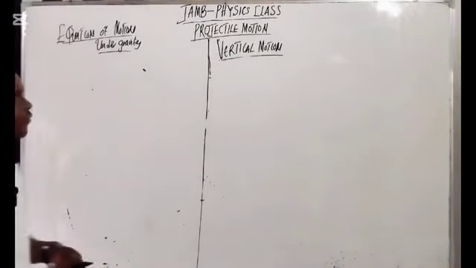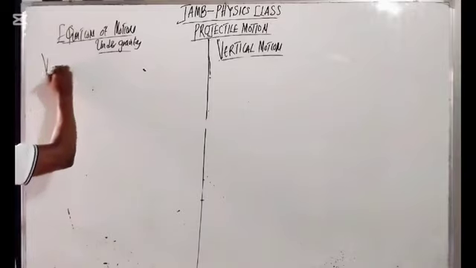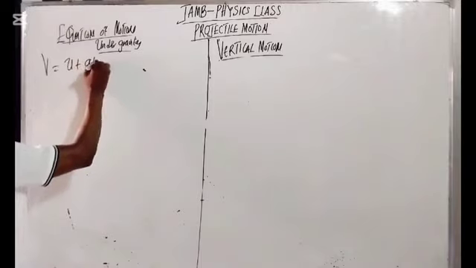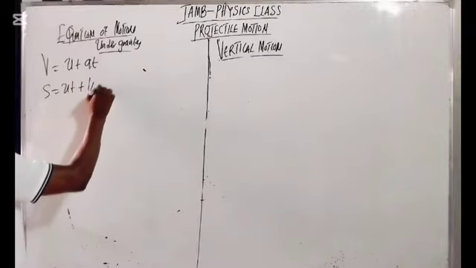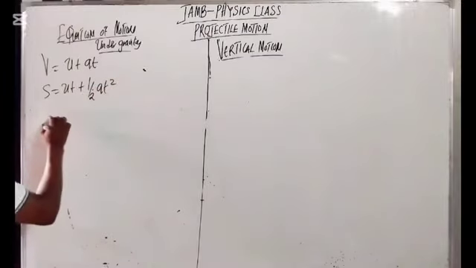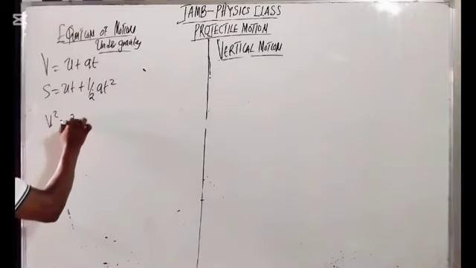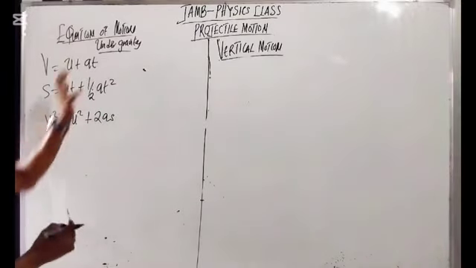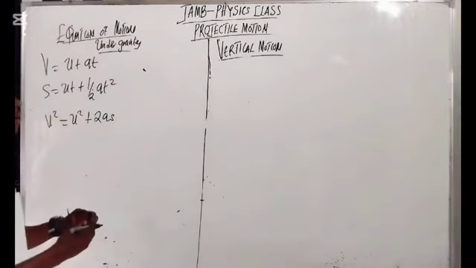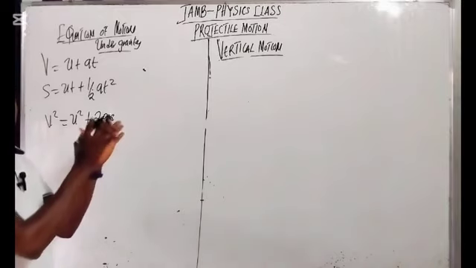So remember, we have three equations of motion. The first one is v equals u plus at, right? Here we have x equals ut plus half at squared, right? Here we have v squared equals u squared plus 2ax. Now this is called linear motion, right? So now remember, we have the upward motion.